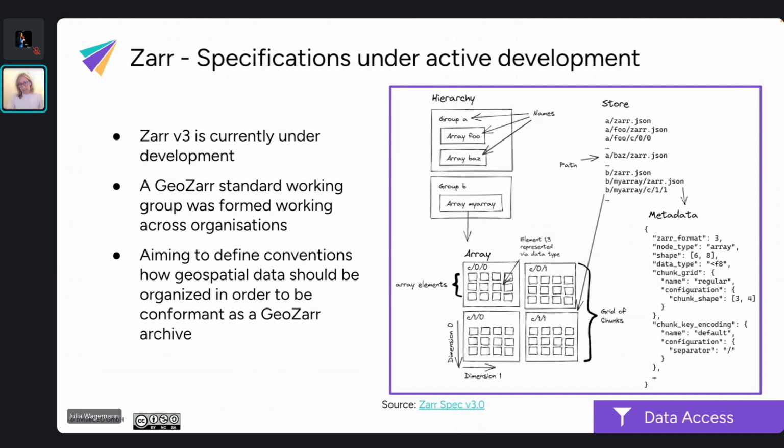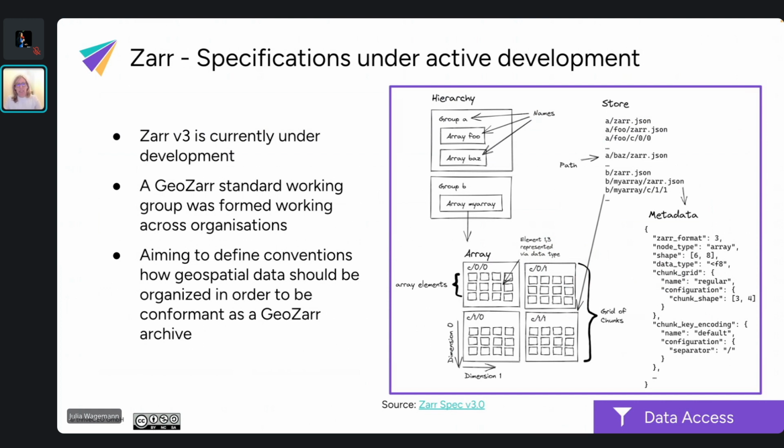So here you see that at the moment the specification for Zarr is currently being developed. The Zarr specification is at version 3, and there is a GeoZarr standard working group that was formed across leading data providers and organizations, so that it is not developed in silos, but there is a community effort and agreement behind it to make Zarr work for many organizations, users and applications.